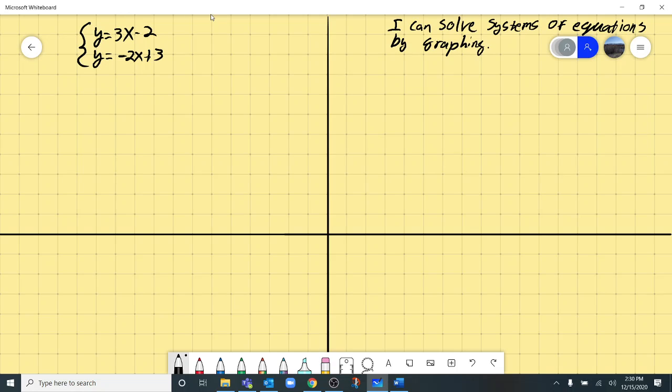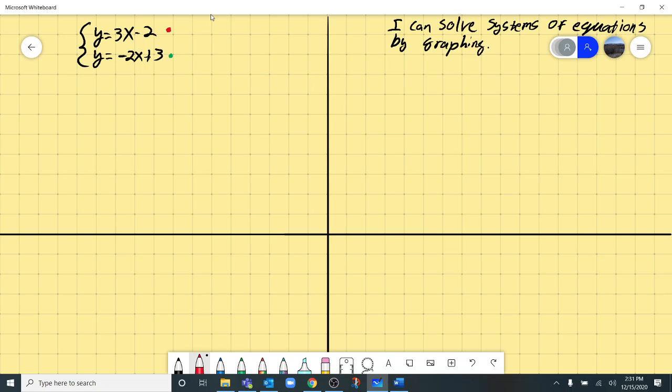So we're going to look at this example problem. We have y equals 3x minus 2 and y equals negative 2x plus 3. We want to know when these two equations are going to be the same, and the way we do that is we start by graphing them. This one is going to be my red graph, and this one's going to be my green graph.